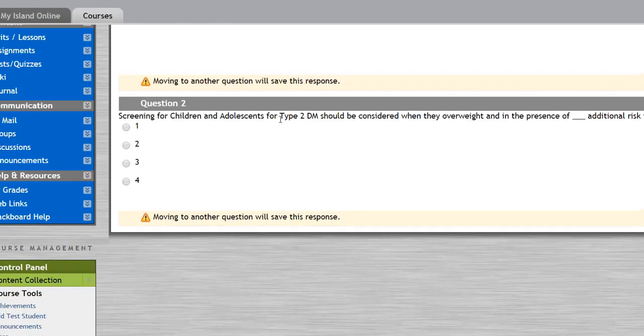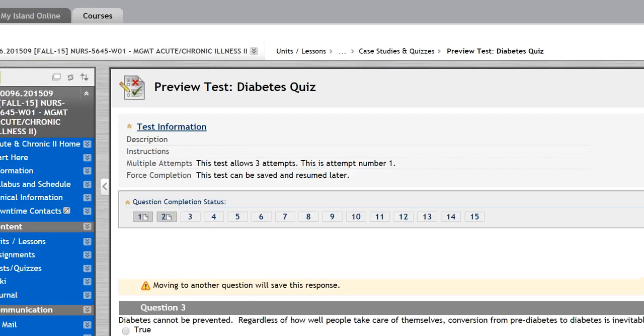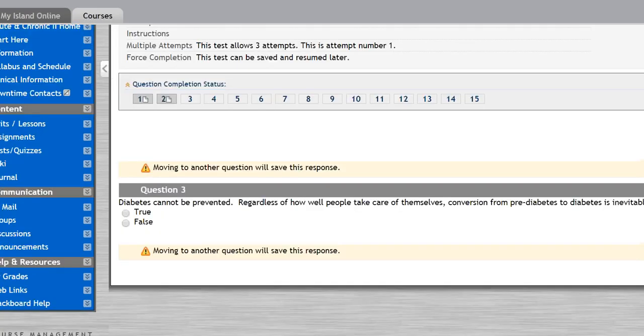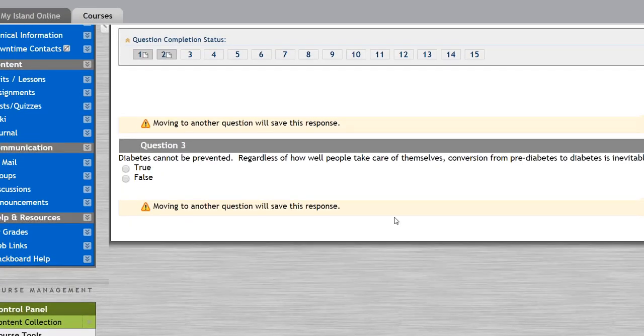Screening for children and adolescents for type 2 diabetes: they have to be overweight and in the presence of how many additional risk factors? 2. So you're going to want to know what those risk factors are, and that's going to be important because you want to do your screening according to the evidence, right?